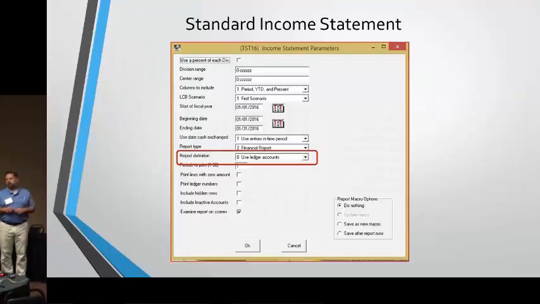First thing we're going to run is just a plain old income statement, and we're going to use report definition zero, all ledger accounts, nothing fancy, just a basic income statement.